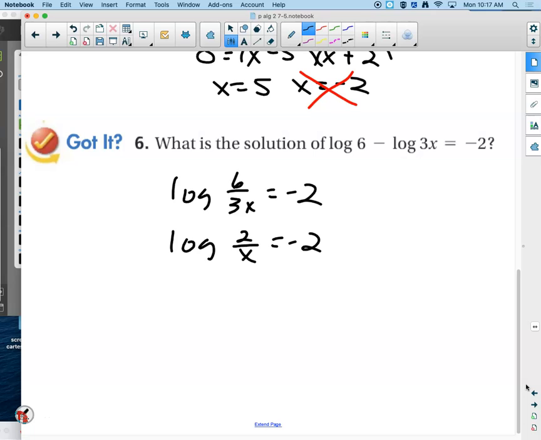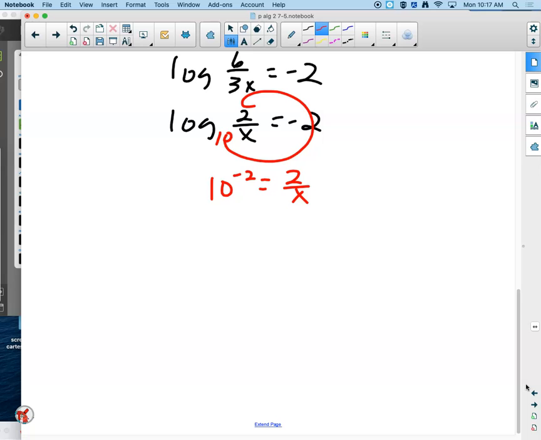Snail shell, what's the base? Yeah, I wish they would have been a little creative with this. Everyone we've had so far is at a base of 10. They don't have to be 10. 10 to the negative 2 equals 2 over x. 10 to the negative 2. Not a negative, just 1/100th. Because the negative is for bringing it down to the bottom. It'll be like this, 1 over 10 squared.